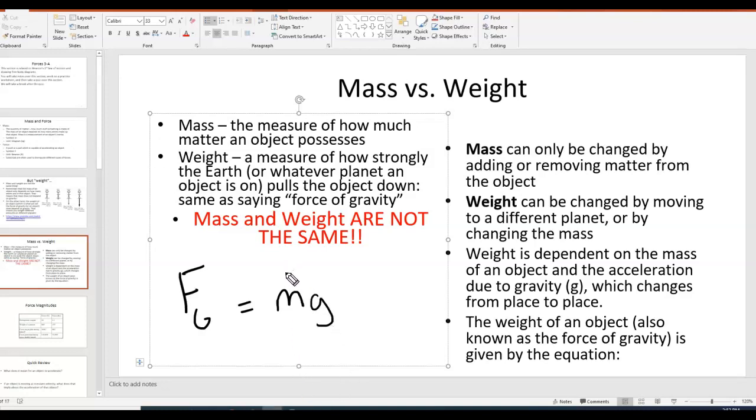Of course, m we saw before is mass, measured in kilograms. g, we've also seen that before. The force of gravity is equal to the mass of the object times the acceleration due to gravity. And the acceleration due to gravity on Earth, remember, we use a value of negative 10 meters per second squared, and we've seen that before in past units. So there is an equation for force of gravity. There it is. Pause it there if you need to take a look at that.